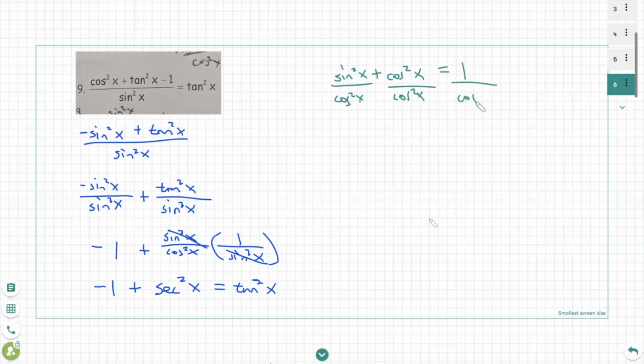And then what do you get from that? Tan squared x plus 1 equals secant squared x. And then you just rearrange that, right? So put the 1 on the other side. That's kind of how I remember doing it.